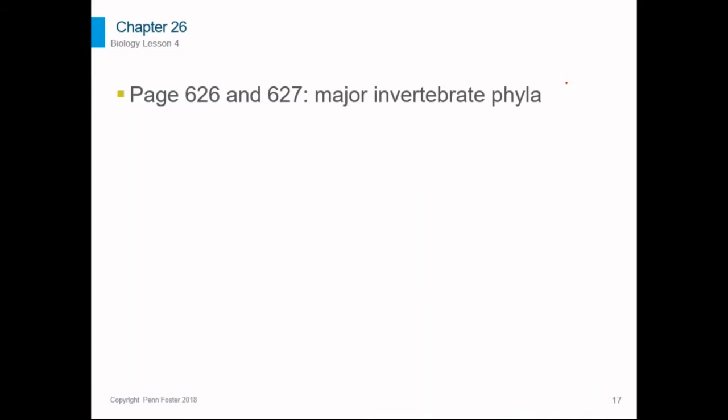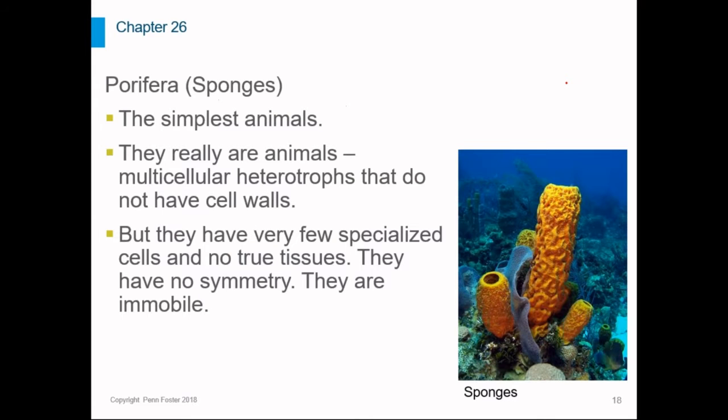Okay, so on page 626 and 627, it describes the major invertebrate phyla. There are others, but we're just going to talk about these because they're kind of the big deal ones. So the simplest one of all is the porifera, which are the sponges. They have all the characteristics required to be animals. They're multicellular, they're heterotrophs, they do not have cell walls, but they're super simple. They have very few specialized cells, they have no true tissues, they have no symmetry, and they're immobile.